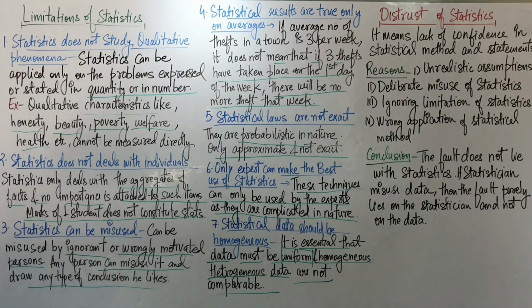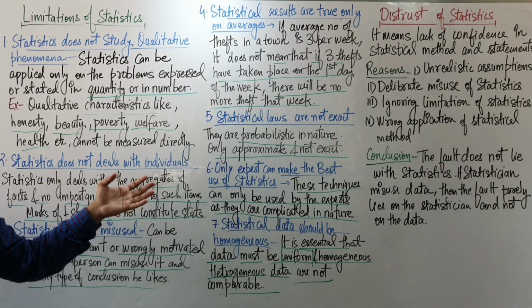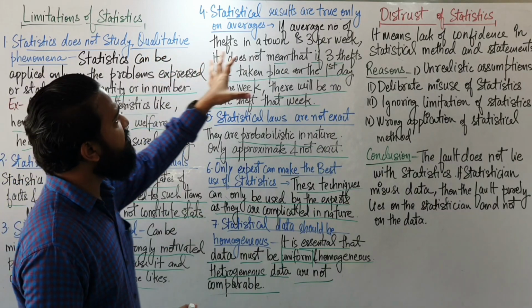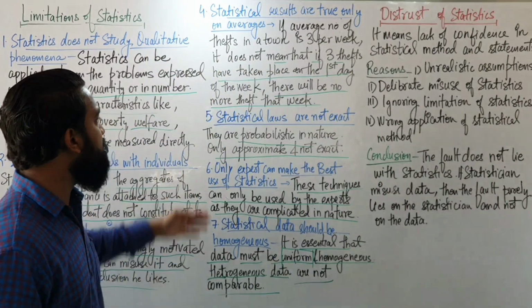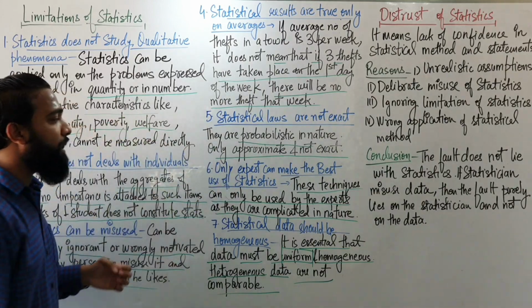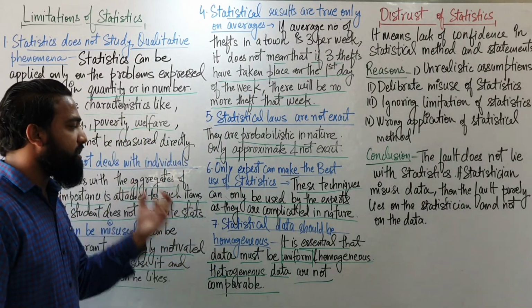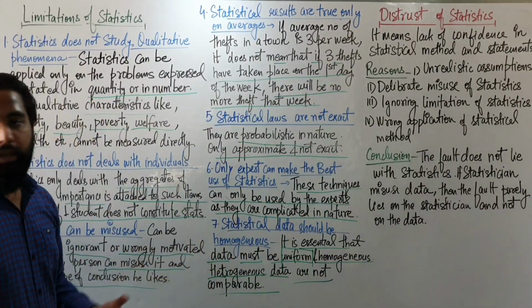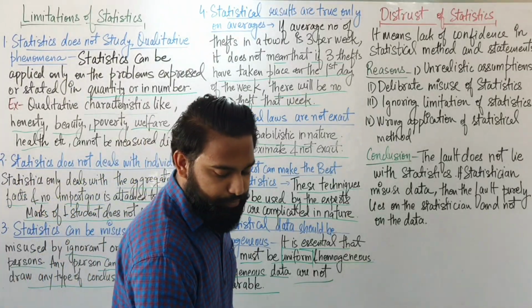Statistics do not study qualitative phenomena. Statistics does not deal with individuals. Statistics can be misused. Statistical results are true only on averages. Statistical laws are not exact. Only experts can make the best use of statistics. And statistical data should be homogeneous. In case of heterogeneity, you cannot compare your data.